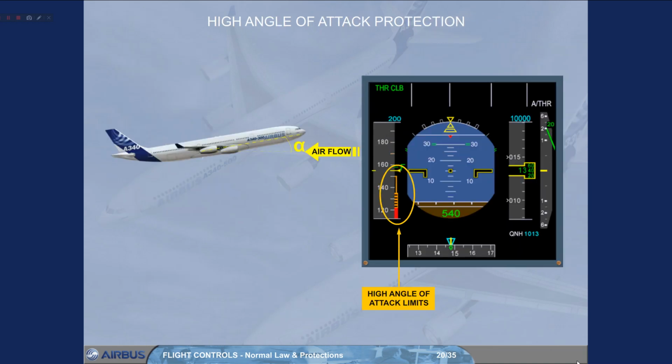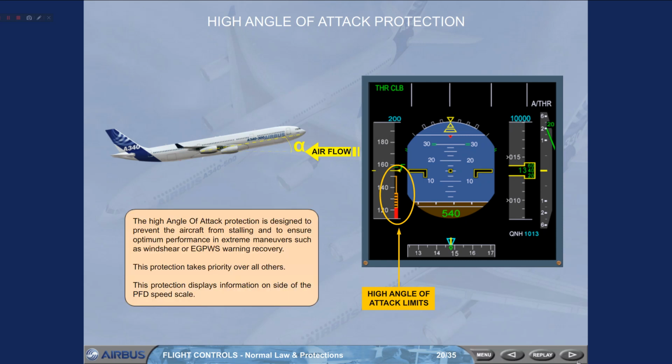The high angle of attack protection is designed to prevent the aircraft from stalling and to ensure optimum performance in extreme maneuvers such as wind shear or EGPWS warning recovery. This protection takes priority over all others. This protection displays information on the side of the PFD speed scale.